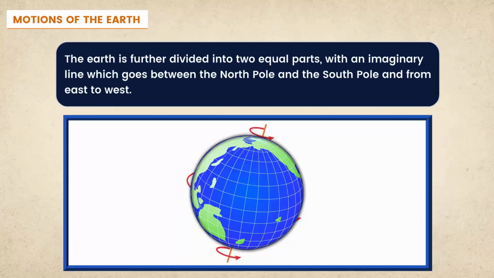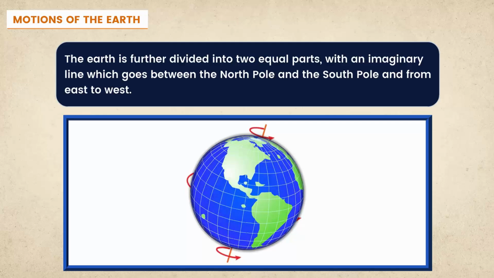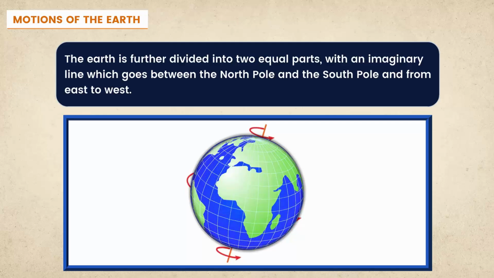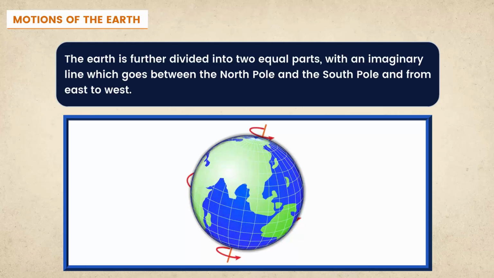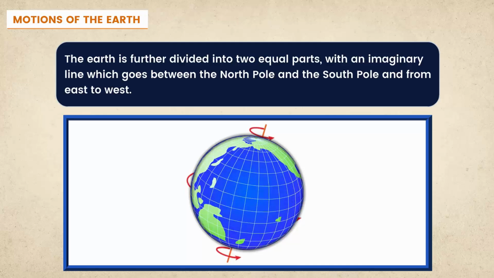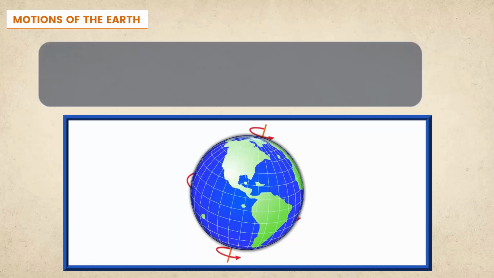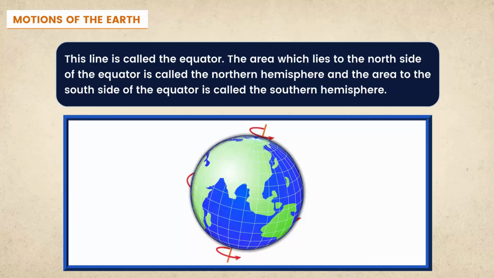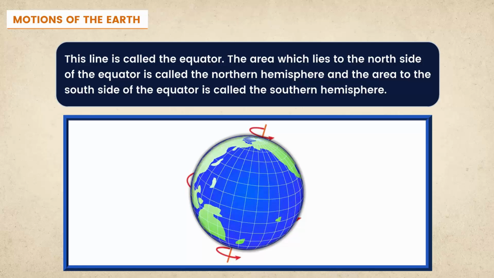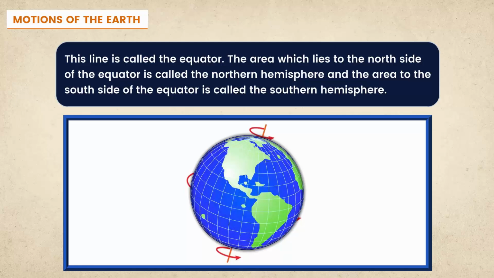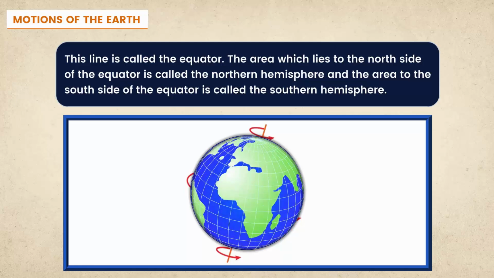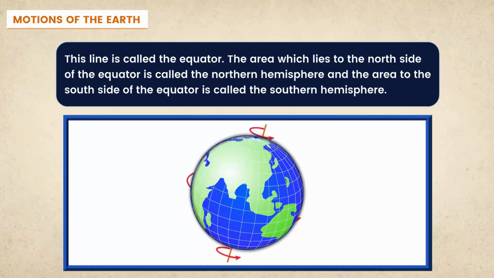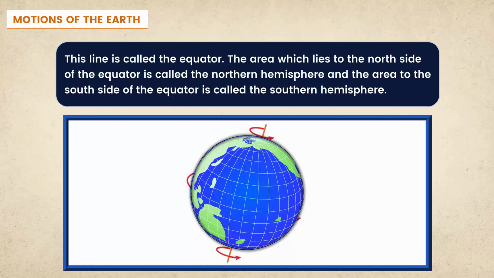The Earth is further divided into two equal parts by an imaginary line which goes between the North Pole and the South Pole and from east to west. This line is called the equator. The area which lies to the north side of the equator is called the Northern Hemisphere, and the area to the south side of the equator is called the Southern Hemisphere.